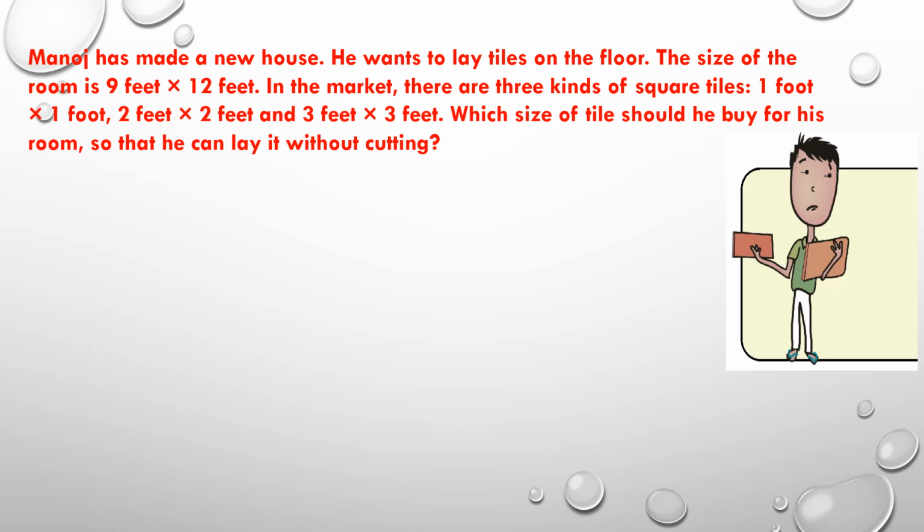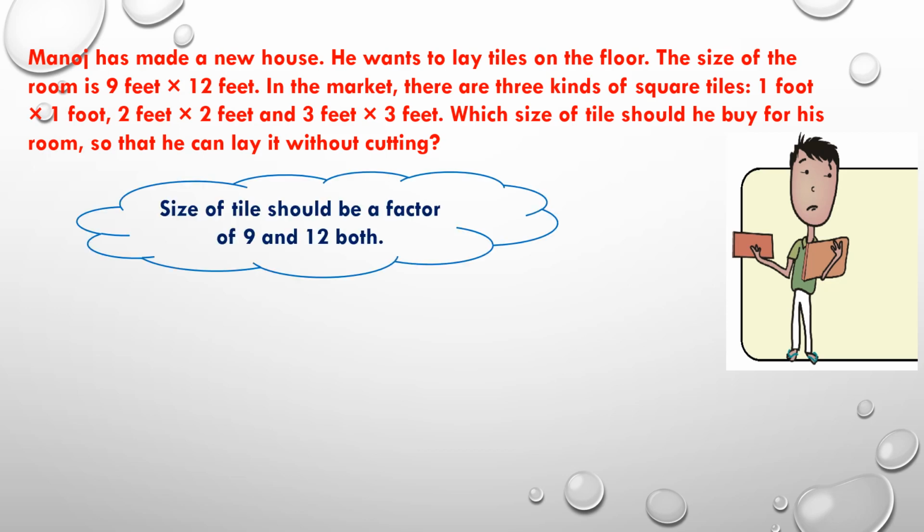the room. So for that, the size of the tile should be a factor of 9 and 12 both, because we have square tiles, that means in a square the length and breadth are the same. So if I purchase any tile, it should be a factor of 9 and 12 both. So I'll suggest Manoj buy a tile which has a side that is a factor of 9 and 12 both.